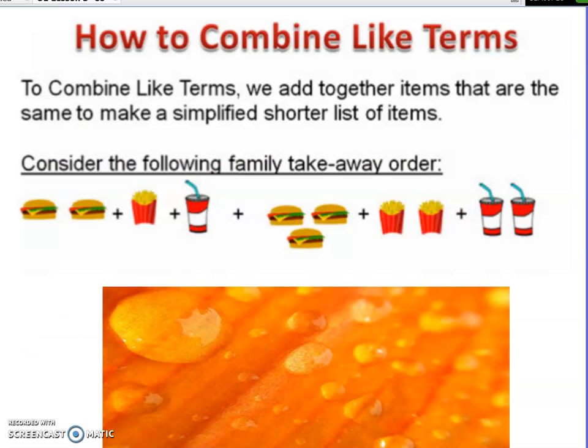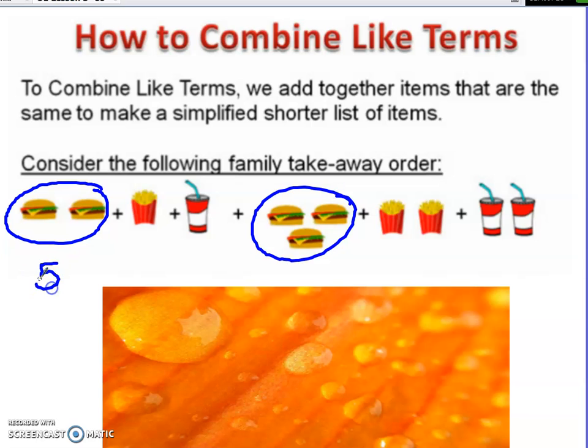So to combine like terms, that means we must add together items that are the same to make a simplified, shorter list of items. Again, just to clean things up, make them look nicer in the end. Here's a super basic example. If I asked you to combine like terms with this problem that talks about cheeseburgers, fries, and pop, you would think, what would be considered a like term with these 2 cheeseburgers? Well, obviously it would be these 3 cheeseburgers. So if I were to combine those in the end, I would have 5 cheeseburgers.